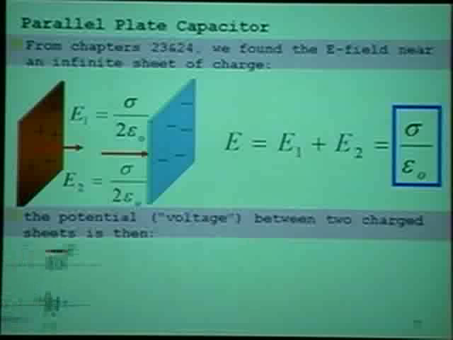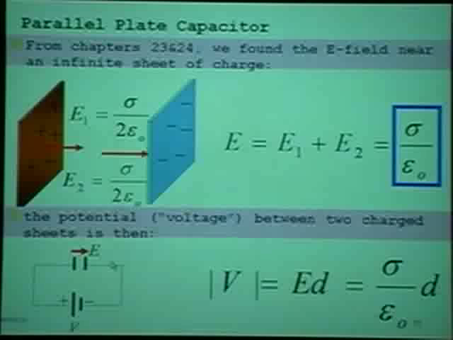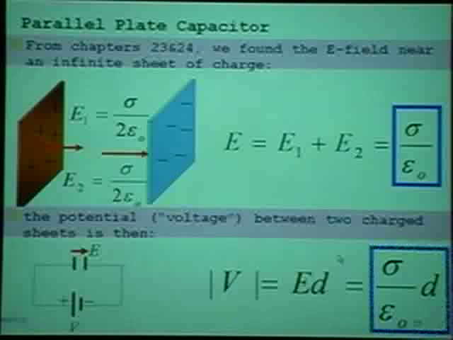Well, the voltage then, since this is a constant electric field, we could calculate the potential difference between these plates. And from the previous chapter, we know that the potential difference would just be, at least in magnitude, the field times the distance between the plates. And hence, our voltage difference between these plates has a magnitude of surface charge density over epsilon naught, the field, times d, where d is the separation distance between the plates.